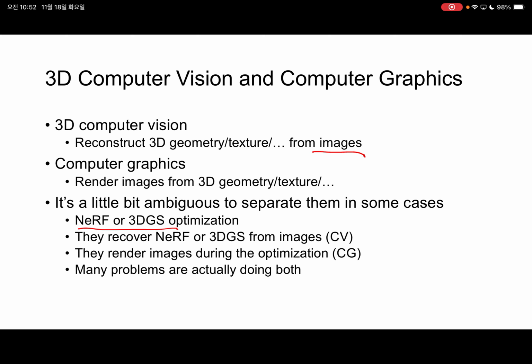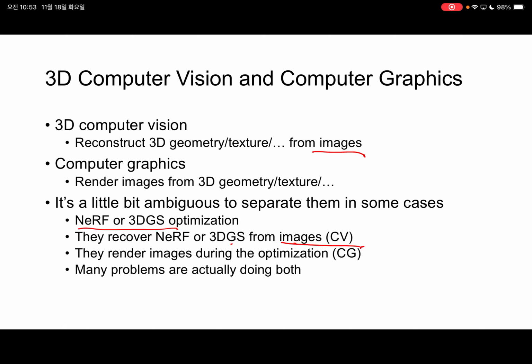But we need to render them to optimize them, right? The primary loss function is render and compare, right? Render some image and then compare the rendered image with the captured image. That is the primary loss function when optimizing NeRF and 3D Gaussian splatting, right? So we need to recover NeRF or 3D Gaussian splatting from images.